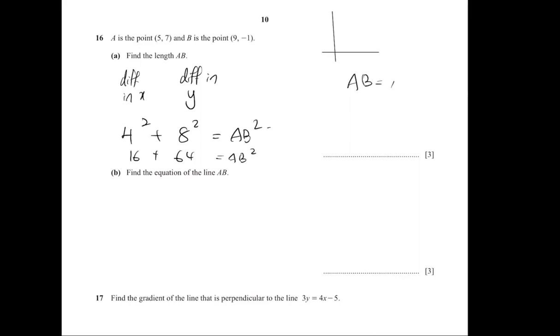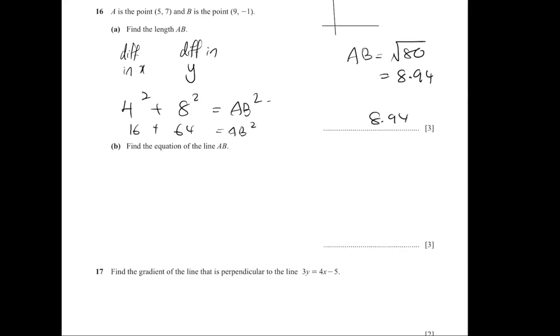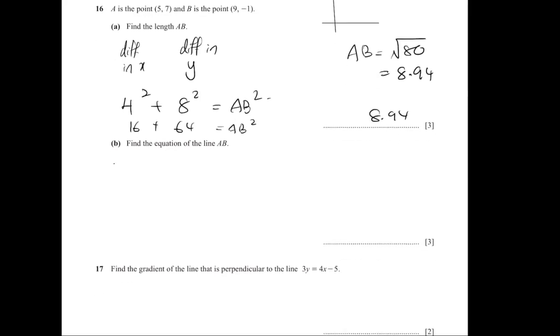AB is equal to square root of 80, which is 8.94. Find the equation of line AB. So here you have to find the gradient. First, m is equal to y2 minus y1 over x2 minus x1, which is -8 over 4, -2. So m is -2, so y is equal to -2x plus c.